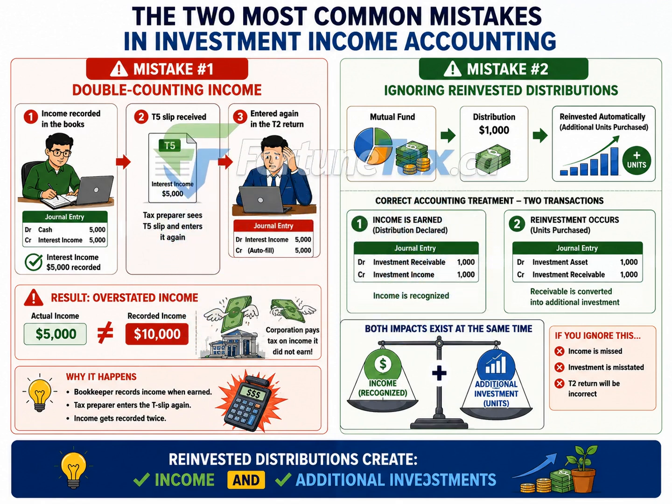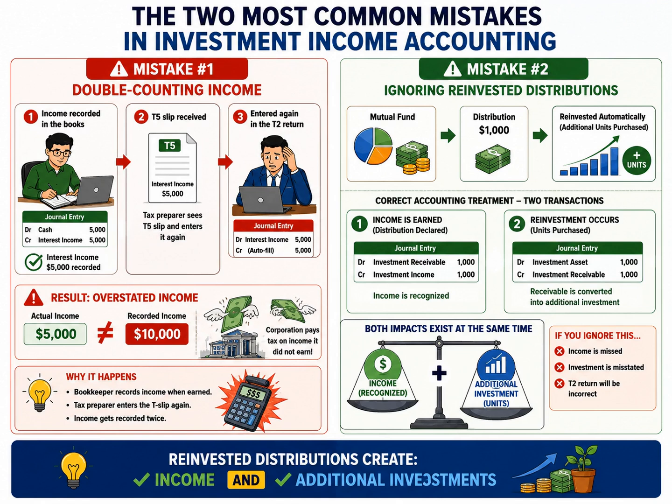Suppose a mutual fund reports a $1,000 distribution. Instead of paying cash to the corporation, the fund automatically reinvests the distribution by purchasing additional units. Many beginners mistakenly assume that because no cash was received, there is no income to report. However, that conclusion is incorrect.